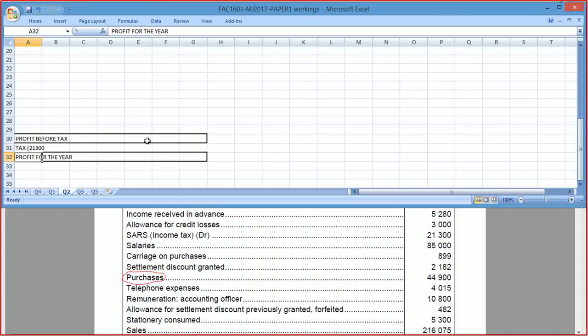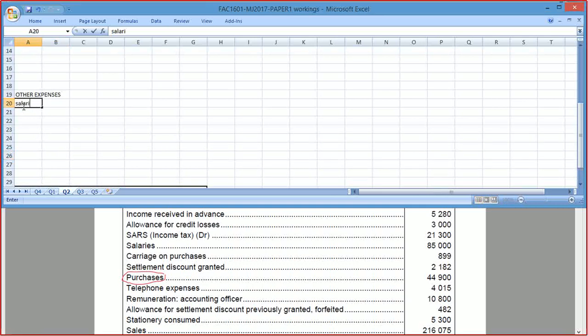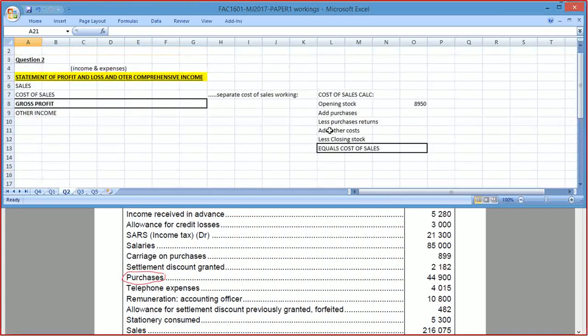Salaries, what is it? It's expense. Correct. That goes here. 85. Carriage and purchases, important or not? That's not important. Very important. It is important because it has to go into the cost of sales formula. Correct. So now we can change that to carriage and purchases. How much? 8,99.